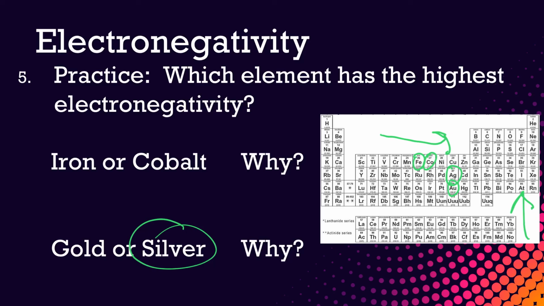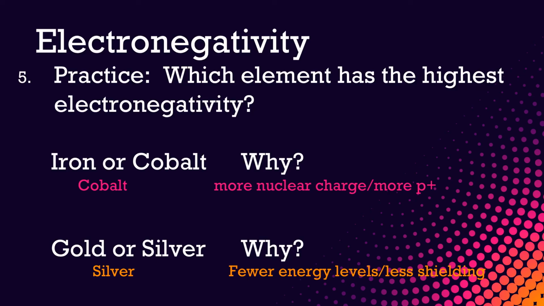Here's another explanation. The reason why cobalt is higher is because it has more nuclear charge and more protons. Silver has fewer energy levels and it has less shielding of its nucleus.